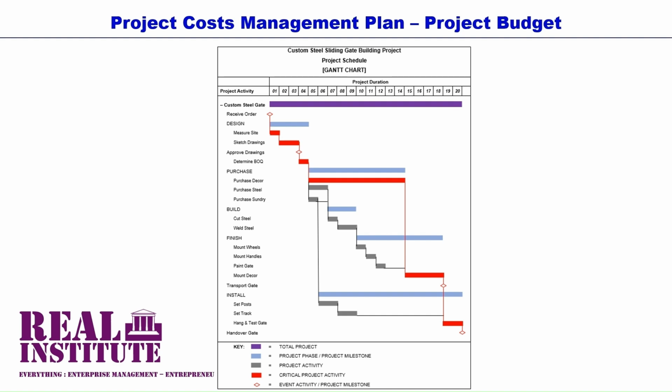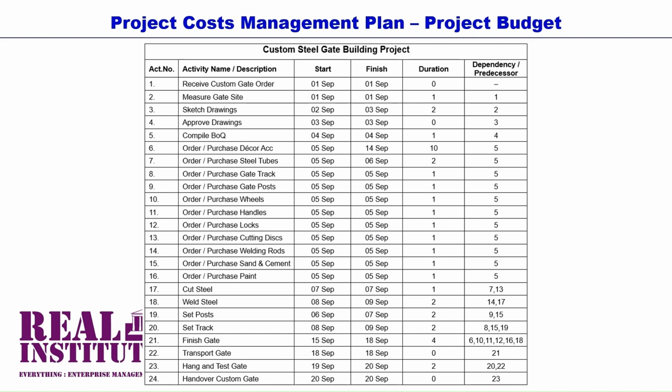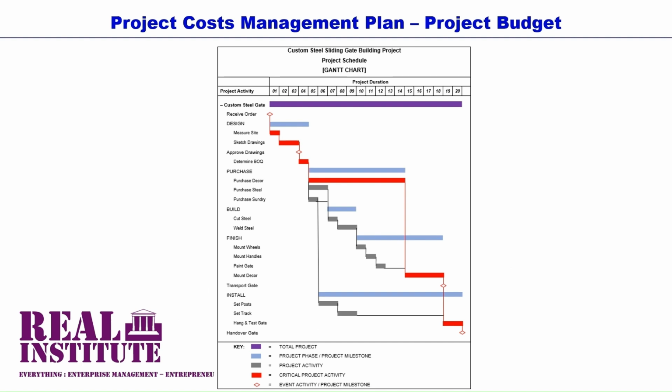As you can see, if you understand the project schedule concept, this project has a total of 24 activities, including the events. And these 24 activities are grouped into 5 project phases or 5 project milestones. The phases of this project are design, purchase, build, finish, and install. And each phase has its own activities that have cost or expense implications in this project.